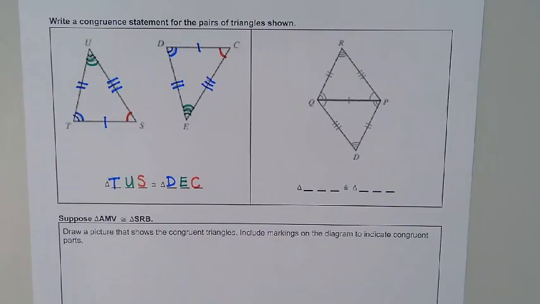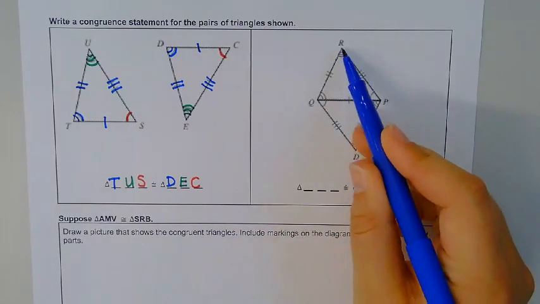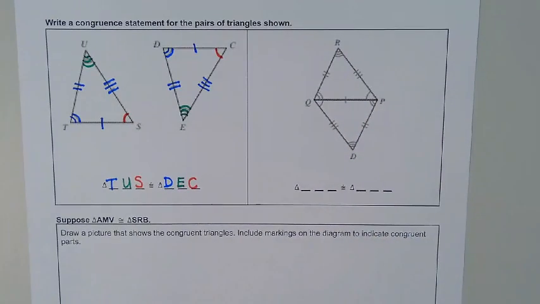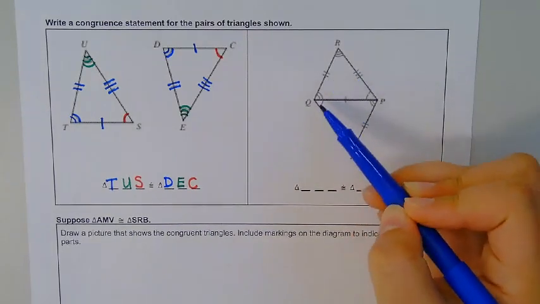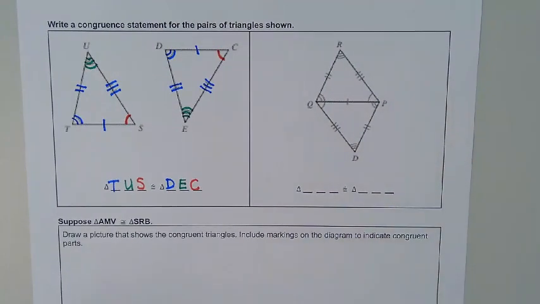All right, let's take a look at this second example here. So this one's a little different. We have 2 triangles here. I have triangle RQP and triangle QPD, but they're connected in this one. So what I'm going to do again is I can see that they have corresponding angles and corresponding sides, and I want to name this so that we can clearly see what those corresponding sides and angles are.